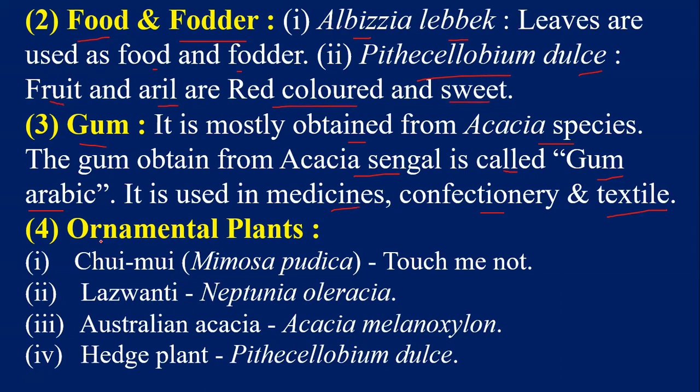There are several plants cultivated as ornamental plants. Some examples are given. Mimosa pudica, commonly called the touch-me-not plant. I think everyone knows about this plant. Then Neptunia oleracea, Australian acacia, Acacia melanoxylon. Then another plant is the hedge plant, commonly called Pithecellobium dulce.